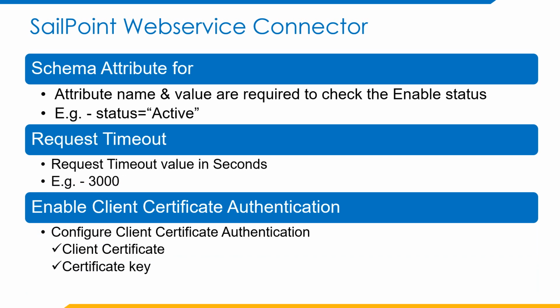And the schema attributes. These schema attribute names or values are required to check the enable status. If the user has a status equal to active, only for that user will the account be shown as active, or else it will be shown as disabled. And the request timeout specifies the time until which the request can be performed.